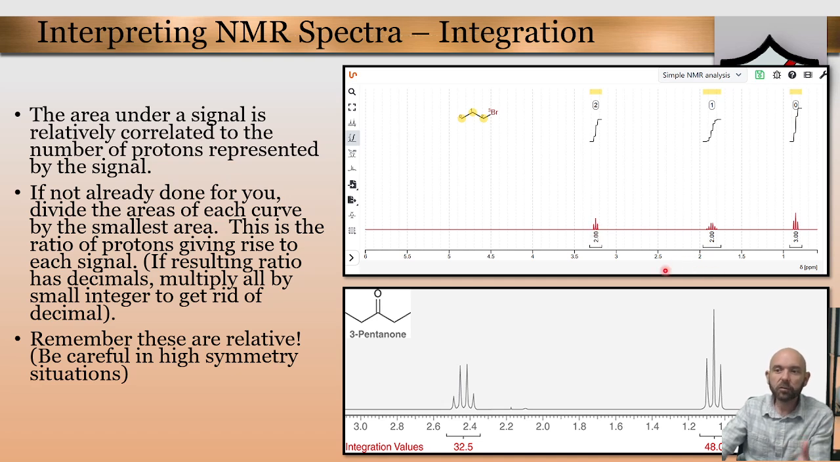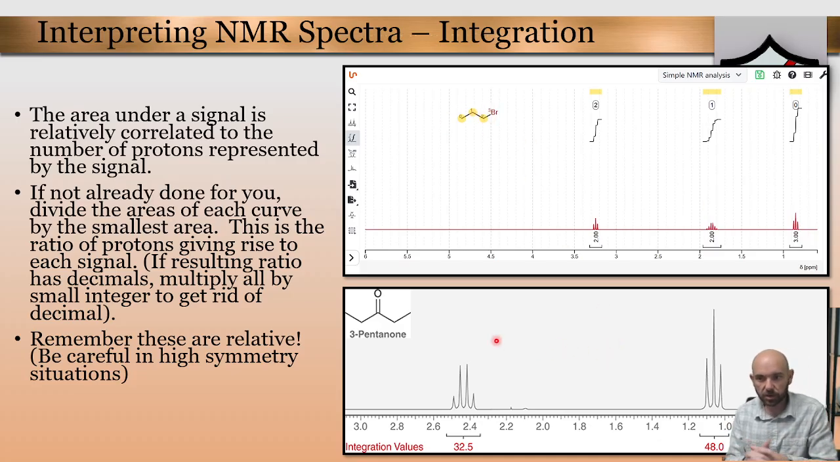And if we check the integration, the NMR software does it automatically for us. The relative area under this curve is 2, the relative area under this curve is 2, and the relative area under this curve is 3, which is what we would expect: 3, 2, and 2.